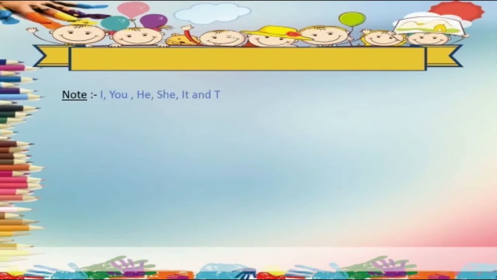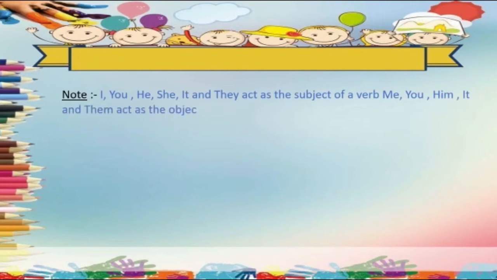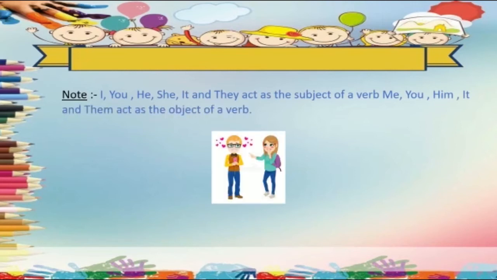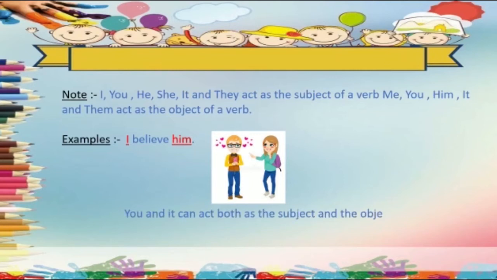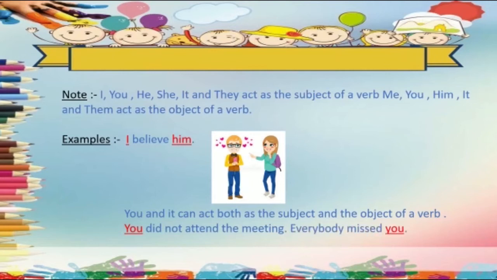Note, I, you, he, she, it, and they act as the subject of a verb. Me, you, him, it, and them act as the object of a verb. Examples, I believe him. I here is the subject, him is the object. You and it can act both as the subject and the object of a verb. For example, you did not attend the meeting. Everybody missed you. The first you here is the subject and the last one is object.